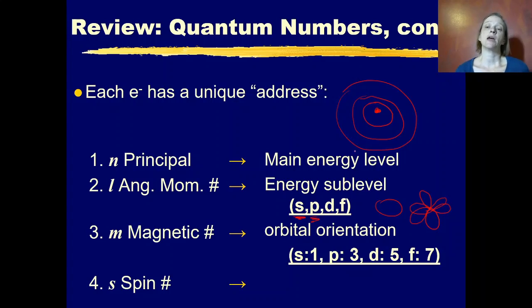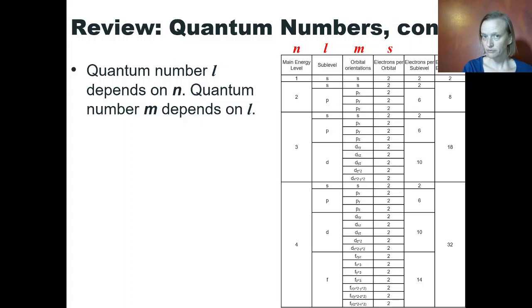So those are the 3 p orientations, and then D has 5 orientations, and F sublevels have 7 orientations of their orbitals. And lastly, the 4th quantum number is the spin quantum number, which tells us the electron spin. Again, just as a quick overview, quantum number L depends on N, and then quantum number M depends on L.